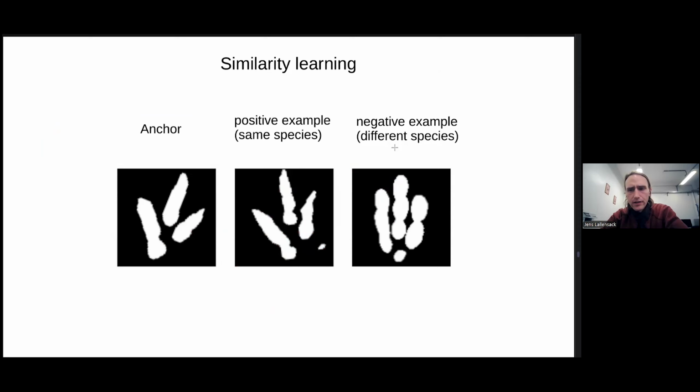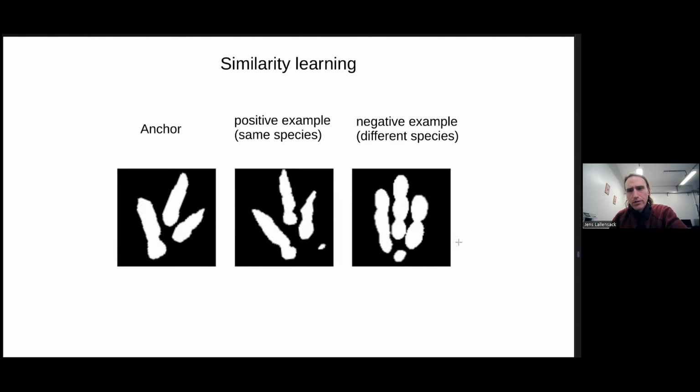And the training approach here is we divide the data set into an anchor, which is one image. Then the next image is a positive example, so the same species as the anchor. And we also have the negative example, which is a different species. So the model is then trained to minimize the distance between anchor and positive example and maximize the distance between anchor and negative example.